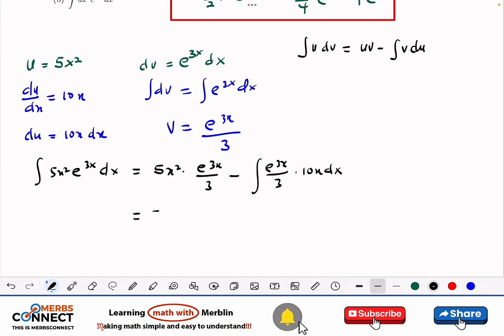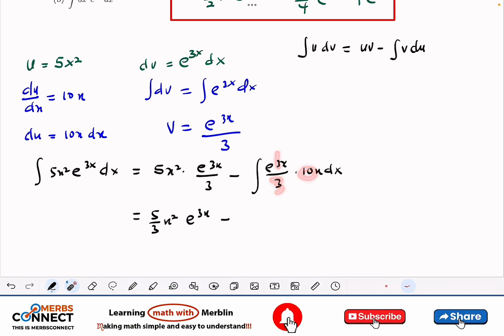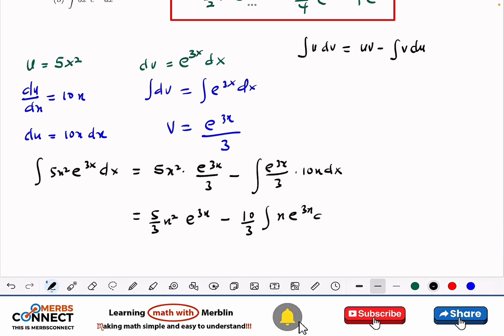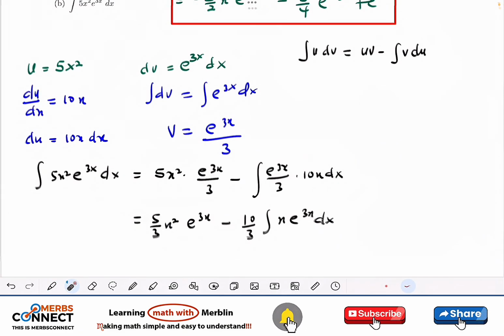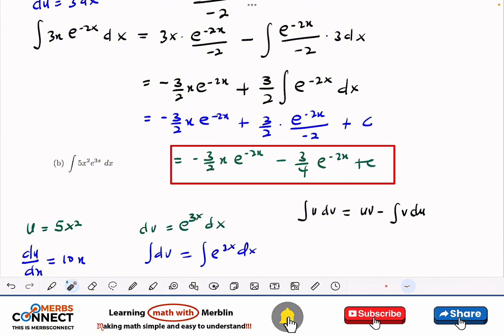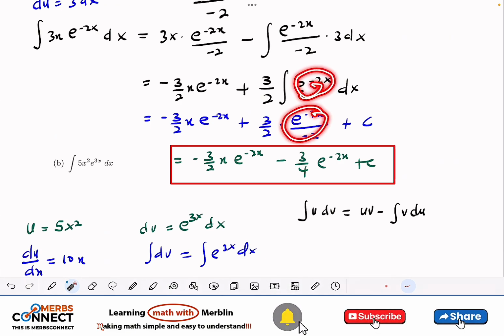Now this is going to give us 5 over 3 x squared e to the power 3x minus, now I have 1 over 3 here and I have 10 here. So I'm going to have 10 divided by 3. And then I have this and this here. So I'm going to have x e to the power 3x dx. So look at this one here. We saw from here that after the integration by parts, when we did simplification, we didn't have any x here. The function left here was just 1. So we were able to just integrate this and add this, right?